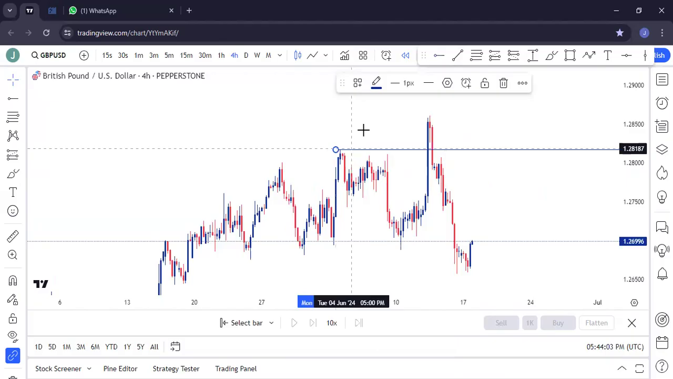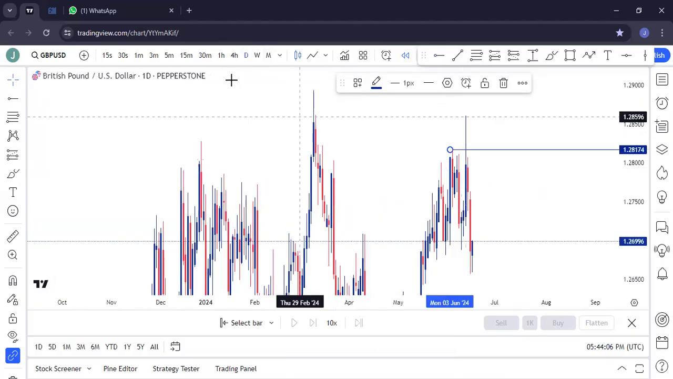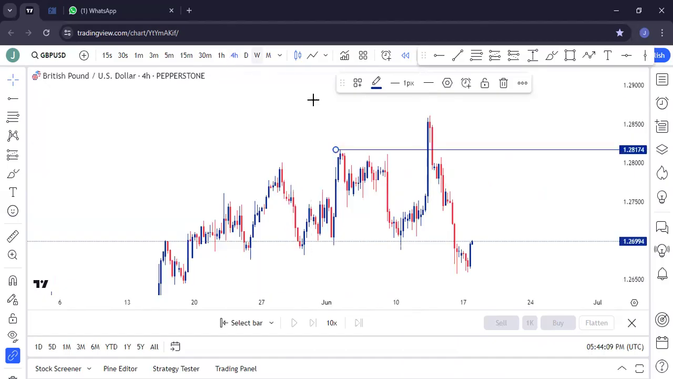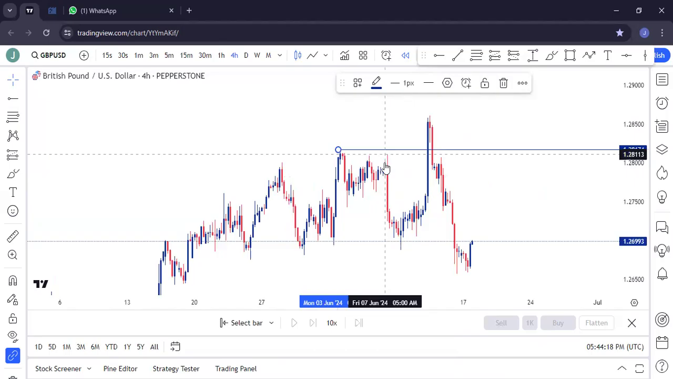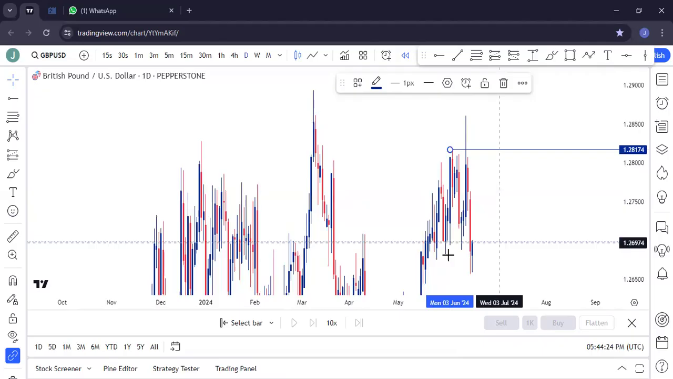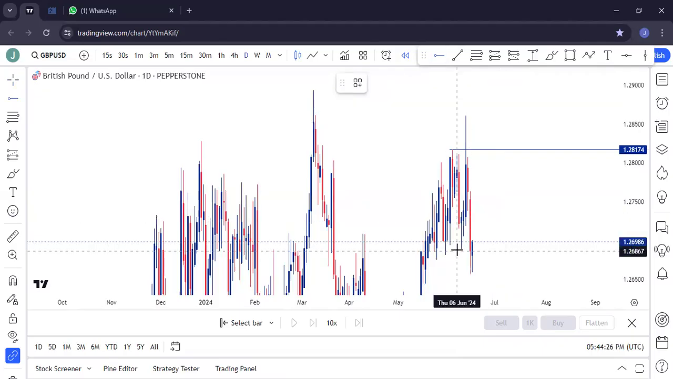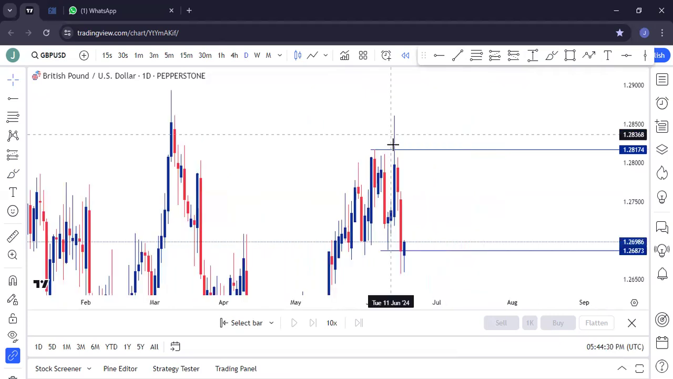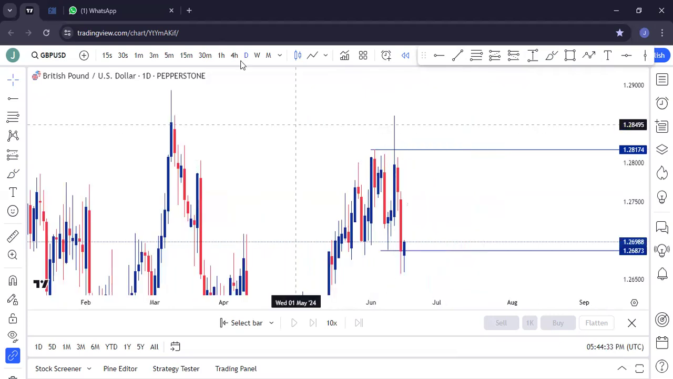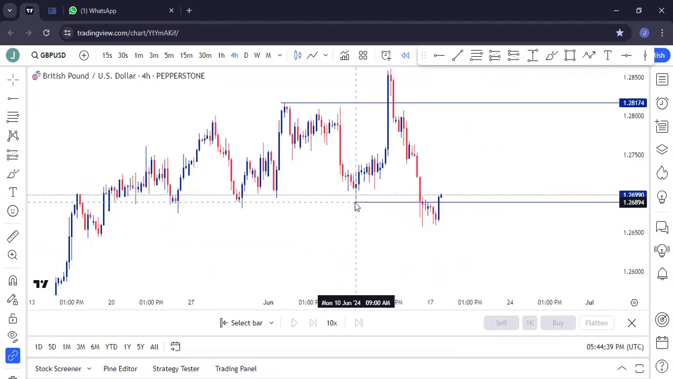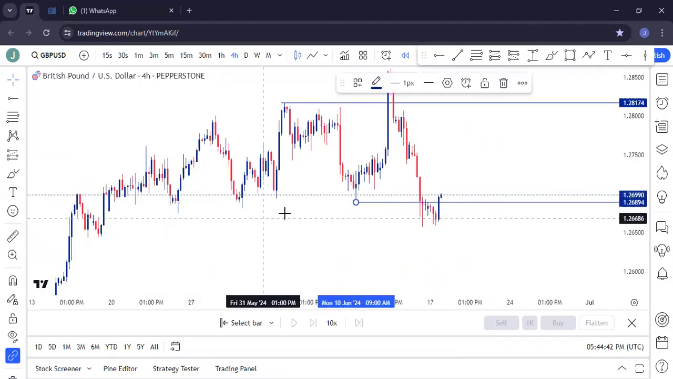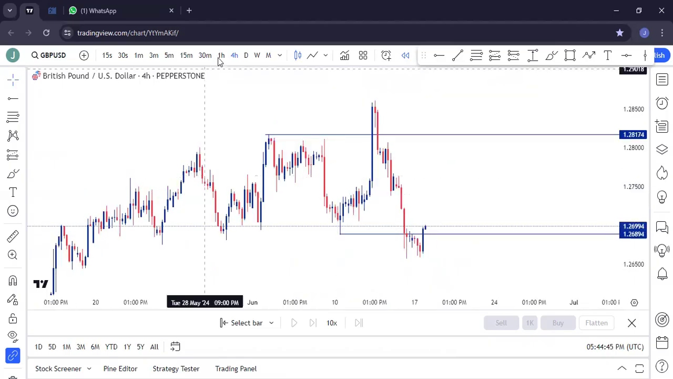Let's see this structure here. If we confirm to daily, now look here. This was our high. Then the price broke it by body. But if you go to the daily time frame, you will see why price traded below this point. The price did not break by body. That's why price came below this point to seek more liquidities.